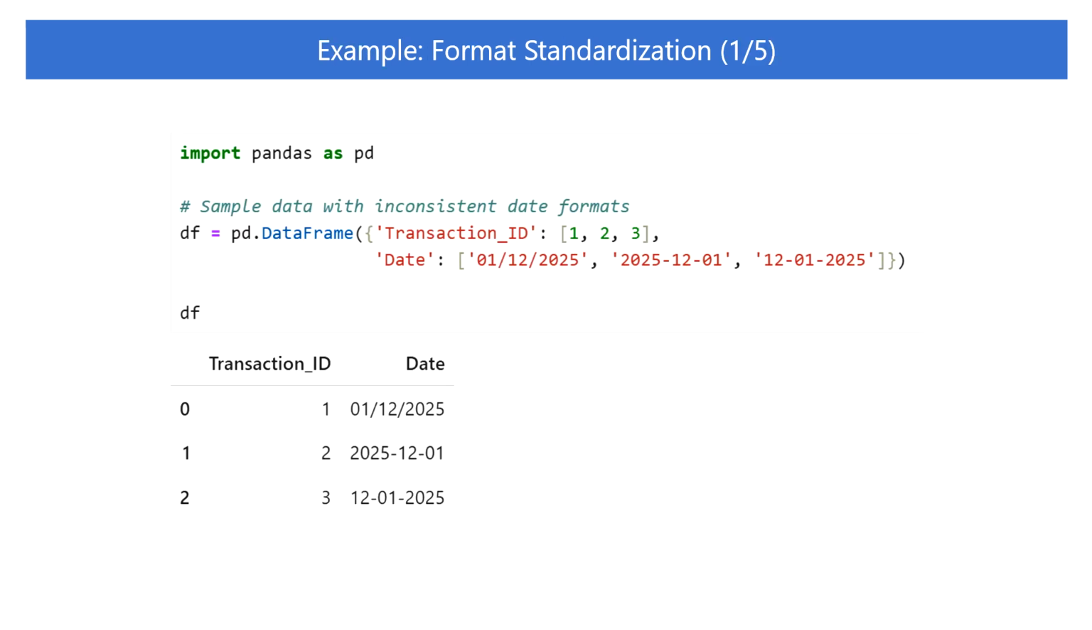Let's see how to solve the problem of inconsistent data formats by Python. Here, we use the Python pandas library to standardize the date formats. First, let me import pandas and create a sample data frame. This data frame contains two variables, transaction ID and date. The date column contains dates in three different formats. This illustrates a common real-world problem where dates are stored in mixed formats.